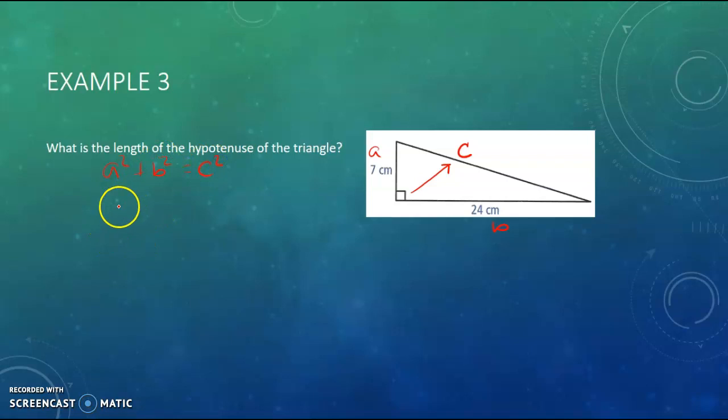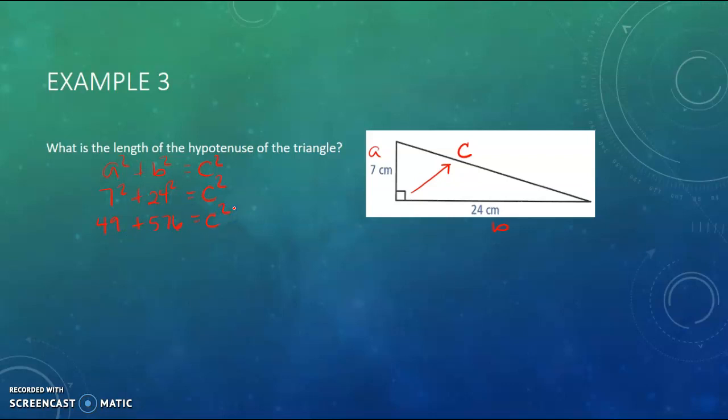That's our Pythagorean Theorem. I'm sorry, I can't talk today, evidently. So we have 7 squared plus 24 squared equals C squared. So we use the substitution property. And now I'm going to simplify. 7 squared is 49. Plus, and then 24 squared is 576.